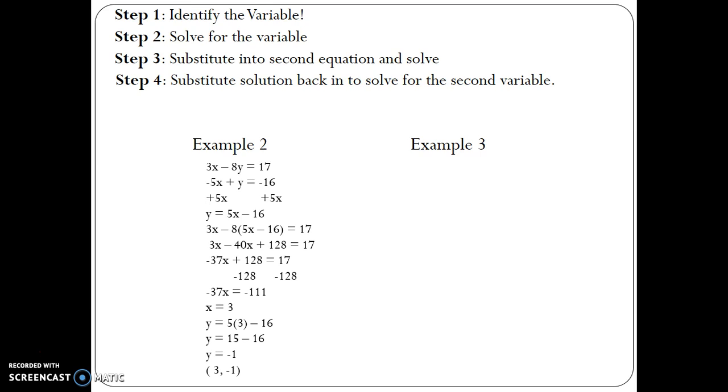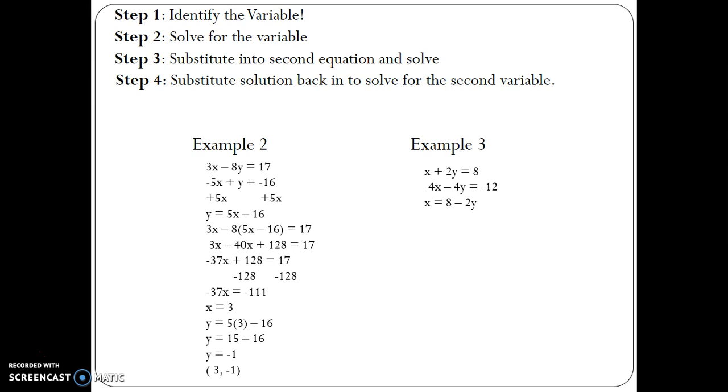Next example, last example, we have x plus 2y equals 8 and negative 4x minus 4y equals negative 12. So the first thing we're going to do is identify the variable, which in this case, we're going to use x. It's the one that's lonely, has no coefficient, has a coefficient of 1. So we're going to solve it for x. The first thing we're going to do is subtract 2y from both sides. We get x equals 8 minus 2y.